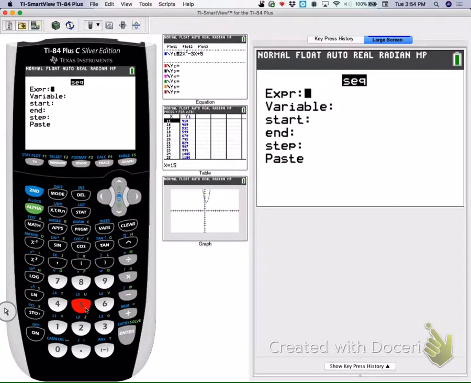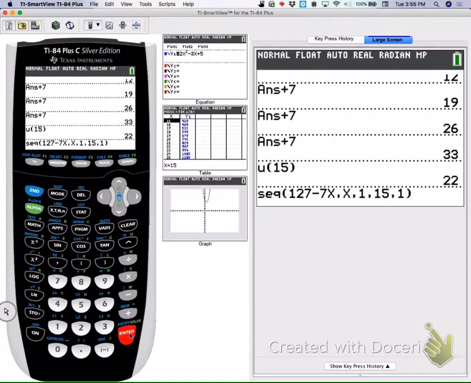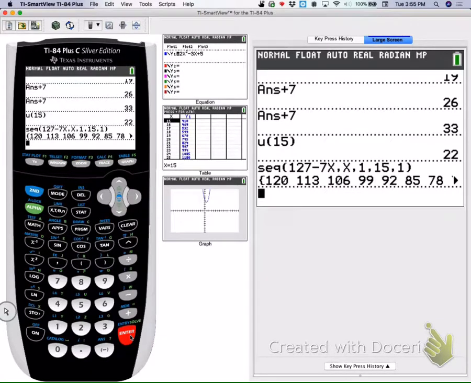I'm going to type in my expression. That was 127 minus 7n, or 7x. The letter doesn't matter as long as you put the same letter right here. What term are you starting with? I'm starting with the first term. What term are you ending with? I'm ending with 15. And how do you want to go? You want to do every term? Then that's going to be a step of 1. And then hit paste. That's, again, what it would look like if you type it in. Hit enter. Now this is going to list all 15 terms.